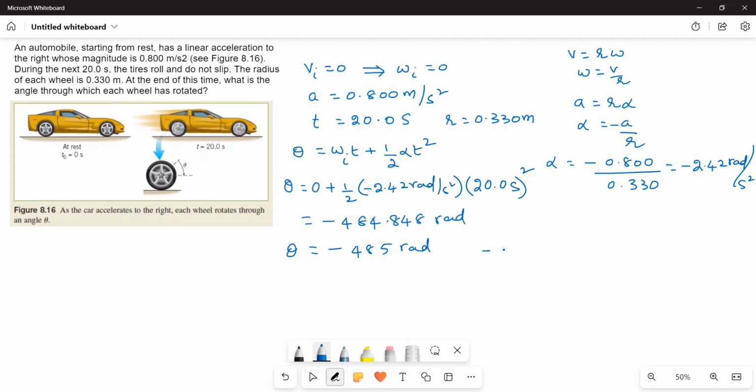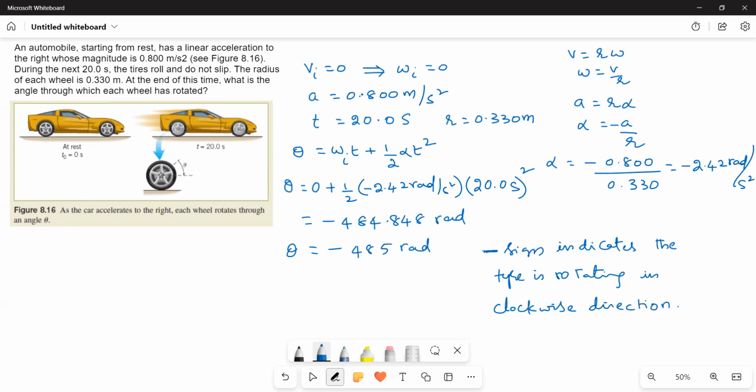The minus sign indicates the tire is rotating in the clockwise direction. This is the answer for this question.